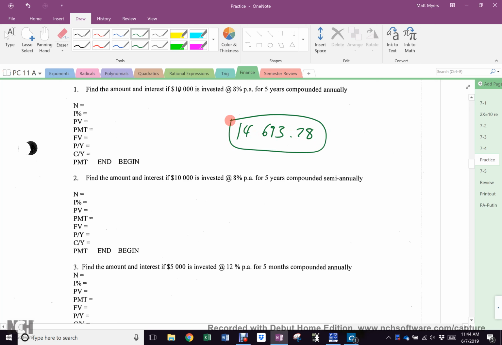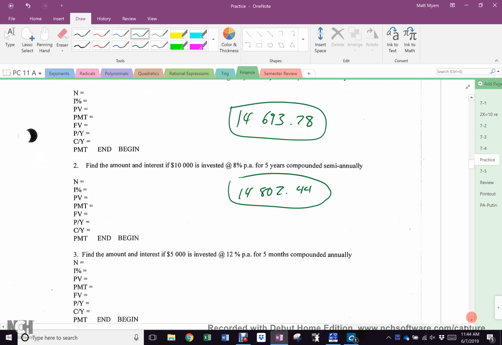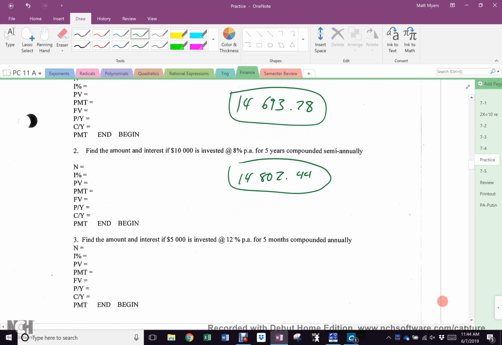$14,693.28. Number 2. 14,802.44. Nice. If you don't have these numbers, what should you be doing? Asking for what the people put in over here, right? Certainly. Jashin's going to do number 2. Jashin, what'd you put in?